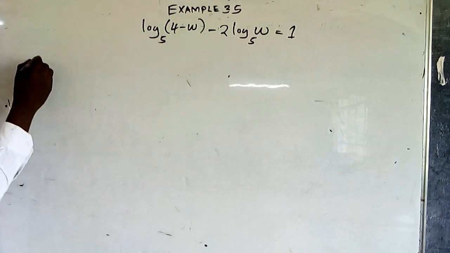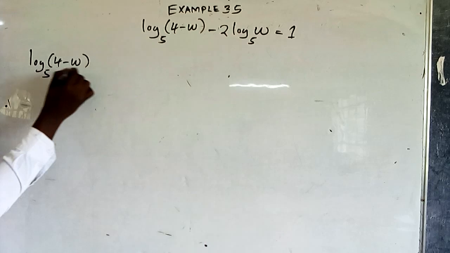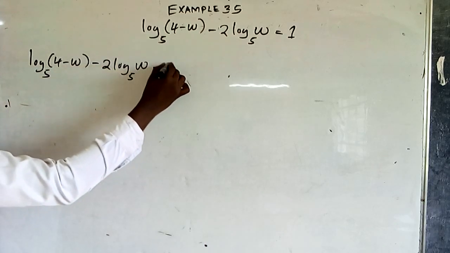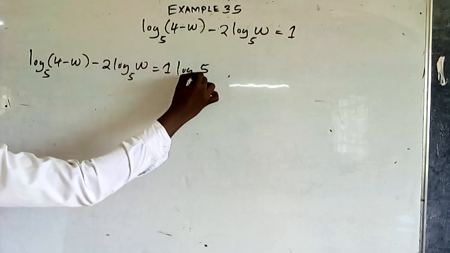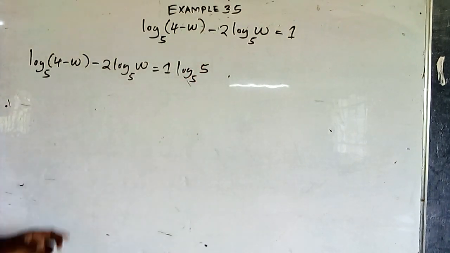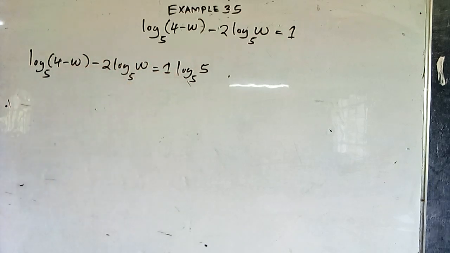So here we have log of 4 minus w to base 5, then minus 2 log w to base 5 is equal to 1. Then we introduce log 5 to base 5, because log of a number to the same base is 1. So we have base 5 for everything. So we can now use the laws of logarithm, because there's no multiplication or division sign between the logs.